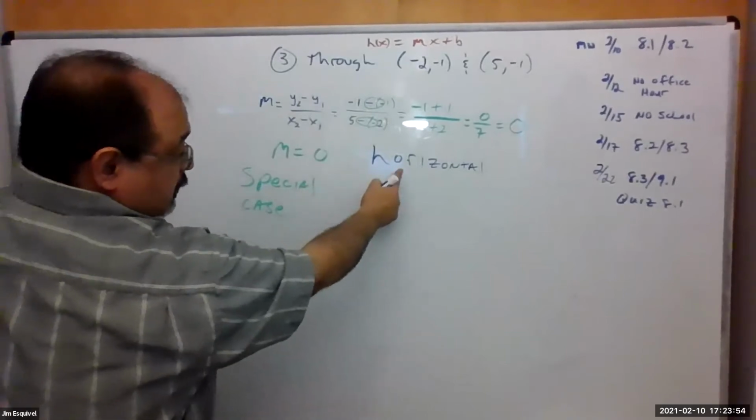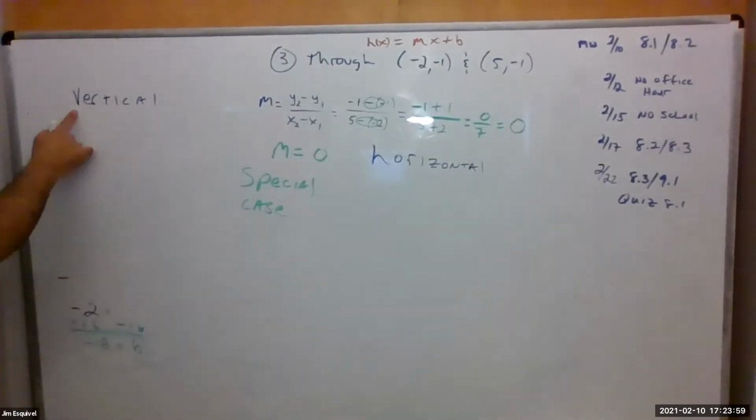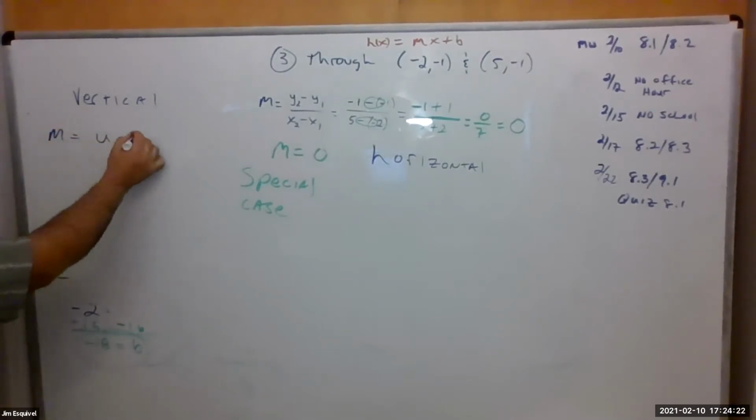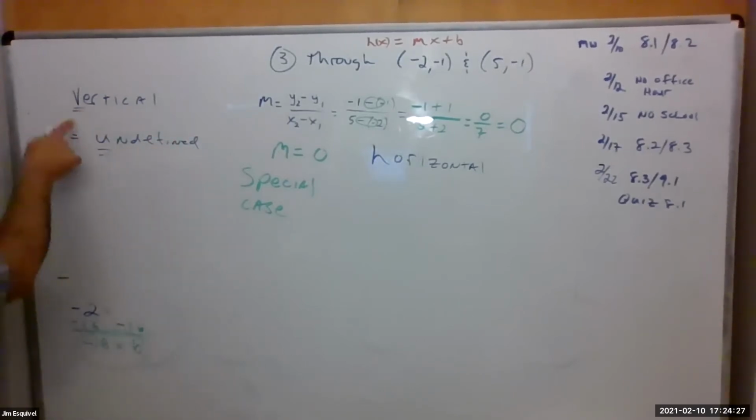There's my 0. Vertical, V. What letter does V come after? U. And if the slope is equal to undefined, what letter comes after the U? Comes V. An undefined slope means you have a vertical line.